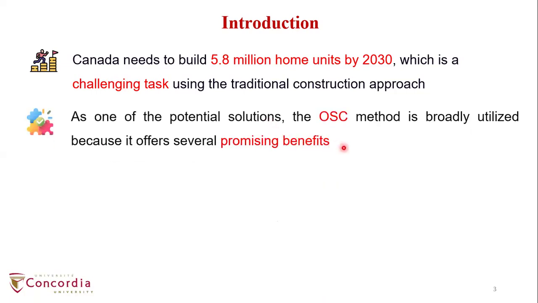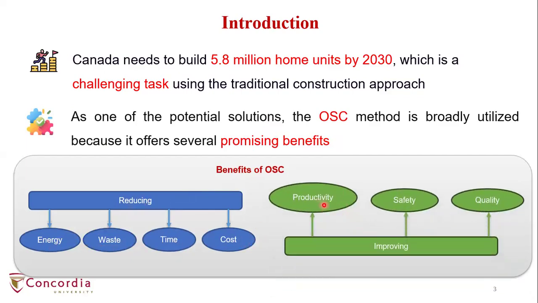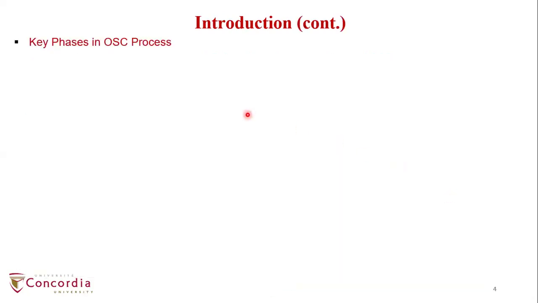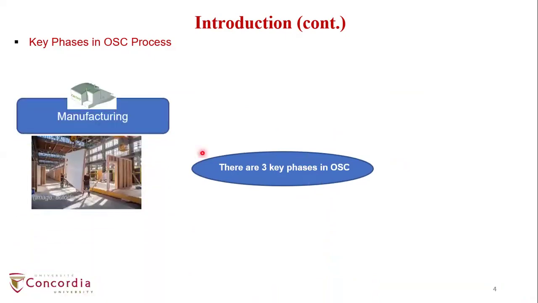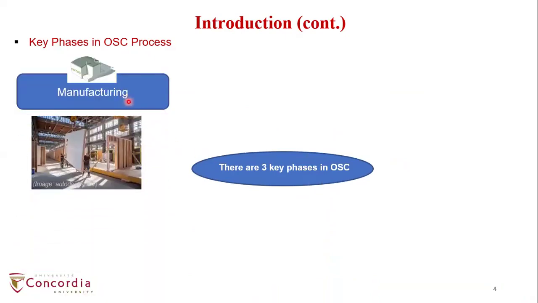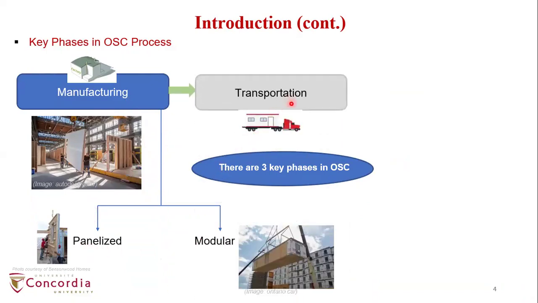In this aspect, offsite construction can be one of the potential solutions because it reduces energy, waste, time, and cost, and it improves productivity, safety, and quality. So what is the offsite construction process? The offsite construction process mainly comprises three phases. The first phase is manufacturing, which can be panelized or modular. The second phase is transportation.